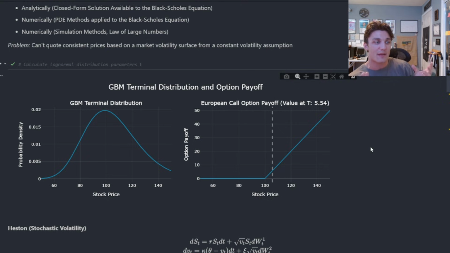And we have a closed form solution in a Black-Scholes framework. So it's very, very quick to be able to produce the price of a European option in a Black-Scholes framework. But we know that we can't use a Black-Scholes framework.